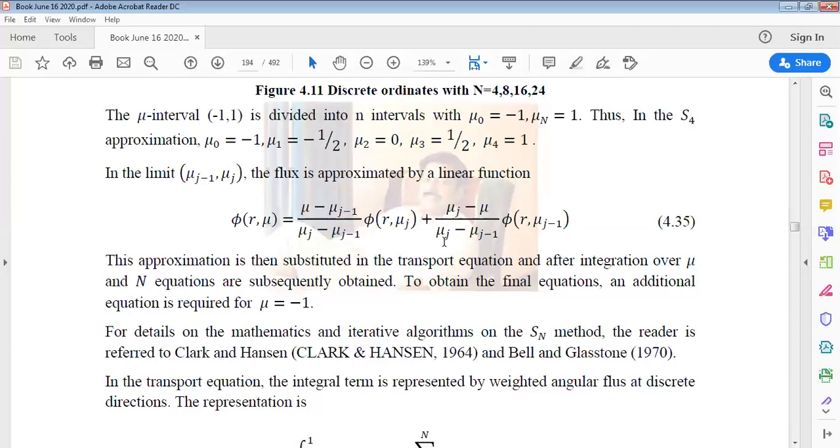So the approximation is then substituted in the transport equation, and after integration over mu, you get n equations. To obtain the final equations, an additional equation is required for mu equal to -1. Very exhaustive considerations on this are by Clark and Hansen and by Bell and Glasstone.